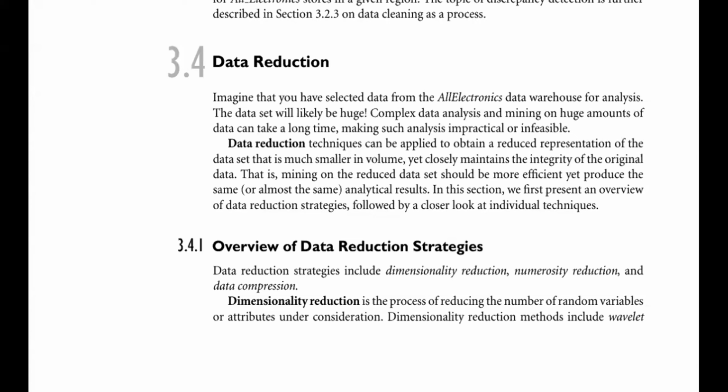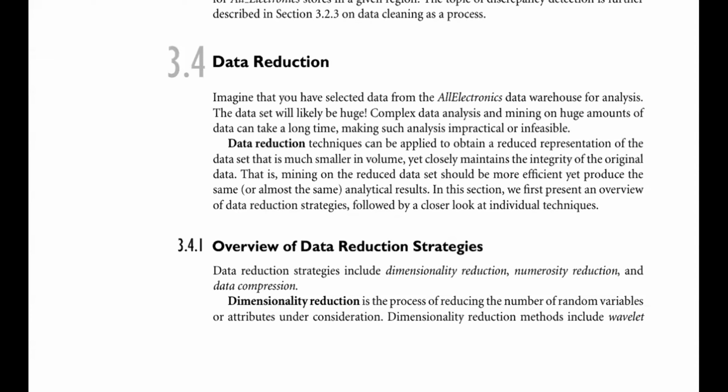The second one, numerosity reduction, is divided into two types: parametric methods and non-parametric methods. Parametric methods are regression and log-linear models. Non-parametric methods are histograms, clustering, sampling, and data cube aggregation. The third type of reduction method is data compression.